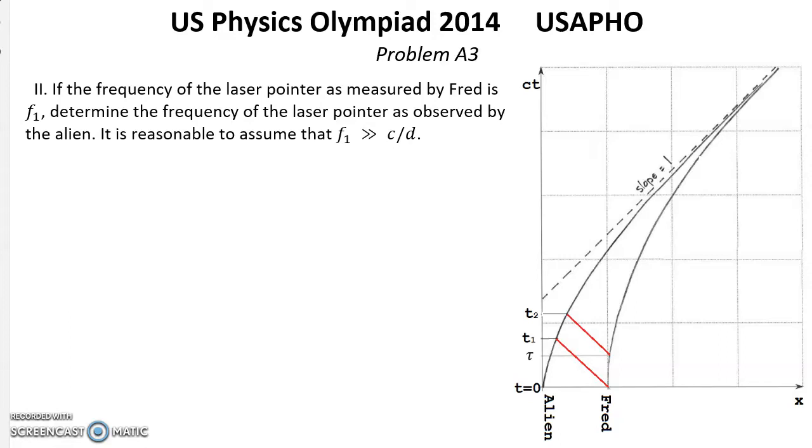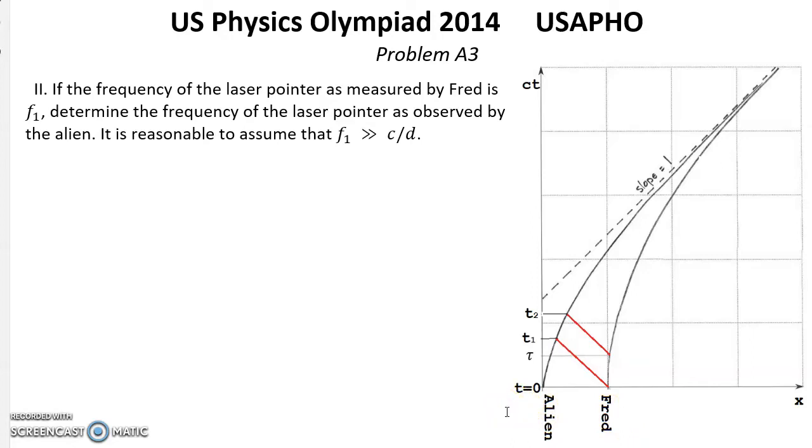Let Fred emit a flash of light at time t0 and the second flash of light at time t equal tau, where tau is very small. Let the alien see the flashes at times t1 and t2, which we show on this diagram.